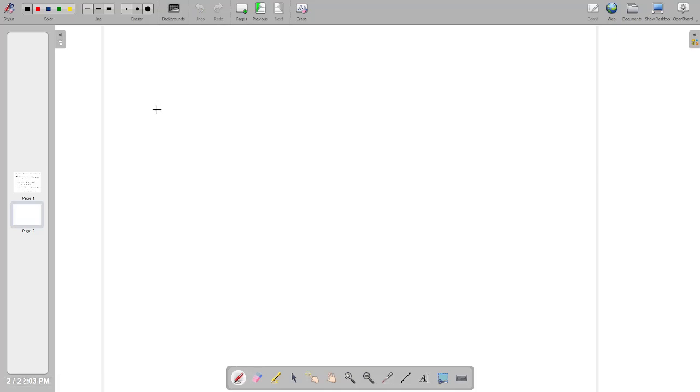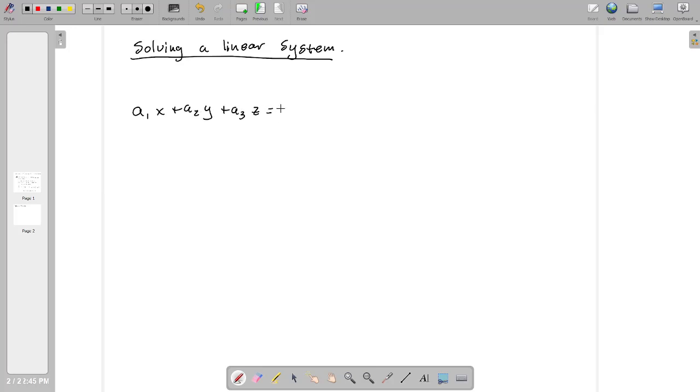The next topic I want to cover is solving a linear system. Let's suppose that we have a system of linear equations. a1x plus a2y plus a3z is equal to a4, b1x plus b2y plus b3z is equal to b4, c1x plus c2y plus c3z is equal to c4.